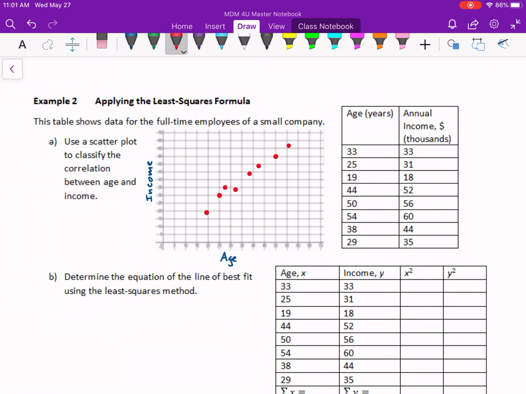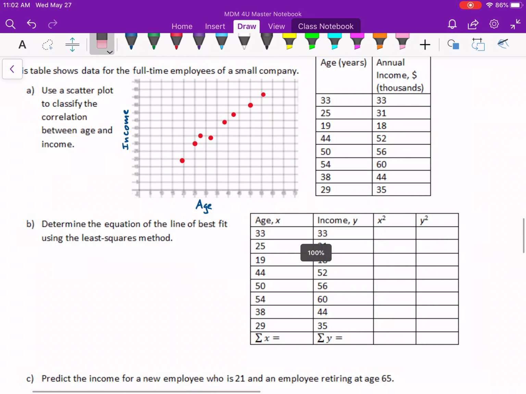Again, here's a scatter plot. I've already filled it in just to save some time. There's a very strong looking correlation there. I could draw a line of best fit. I'll just sketch and erase again. It's pretty obviously going to look something like that, very strong, very high R value, clearly positive. We could estimate a line of best fit very easily. But we're going to use the least squares formula to do this.